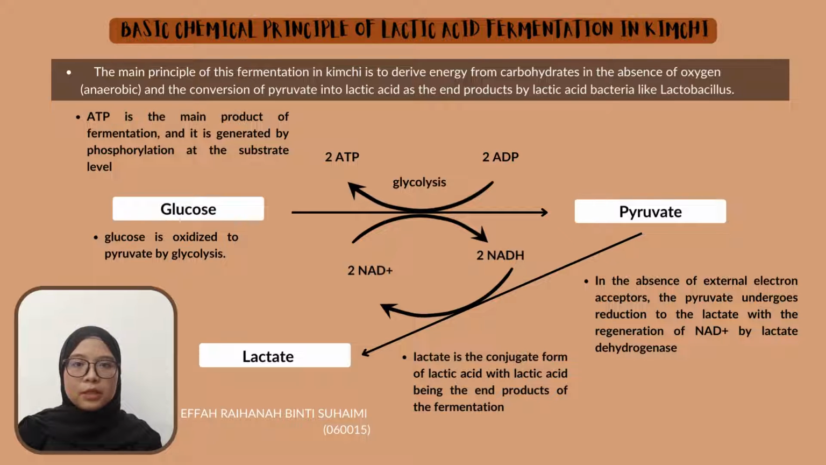The main principle is to derive energy from carbohydrates in the absence of oxygen, and also the conversion of pyruvate into lactic acid as the end product by the lactic acid bacteria in the kimchi, like Lactobacillus. So firstly, the glucose will be oxidized to pyruvate by glycolysis, and during the process, ATP will be produced as the main product, generated by substrate-level phosphorylation during glycolysis.